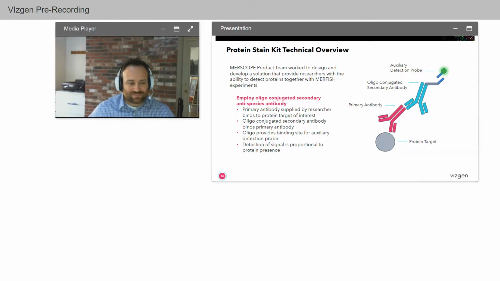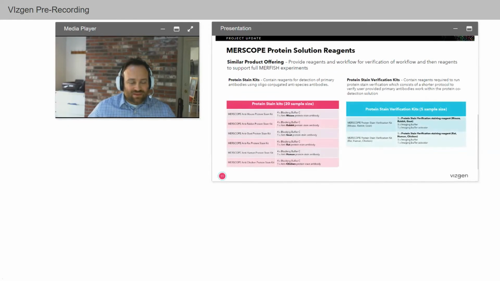How we've packaged this is we offer protein stain kits. Those antibodies are contained within these protein stain kits. We offer 6 different types: an anti-mouse, an anti-rabbit, anti-goat, rat, human, and chicken. Each one of these protein stain kits is good for 20 samples, 20 MERSCOPE samples, or verification samples, which I'll get into in a second. It also contains the blocking buffer that is required in order to move through the workflow here.